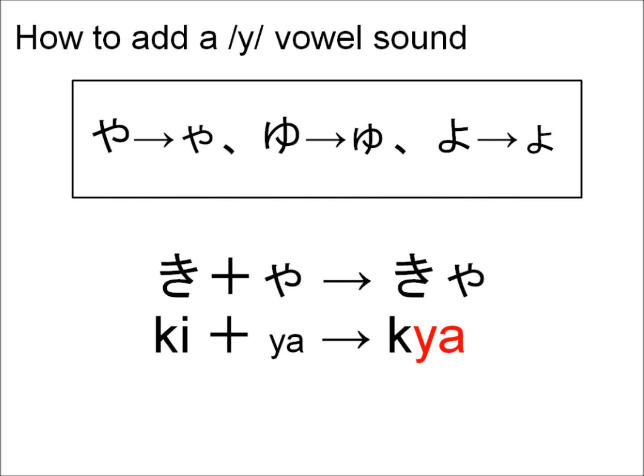A Y vowel sound is made by shrinking ya, yu, or yo to a much smaller size and attaching it to the character for the E vowel sound of a given consonant. For example, in order to add a ya sound to the K consonant, you first write the E vowel sound for K, which is ki, then attach a small version of ya. The resulting sound becomes kya.